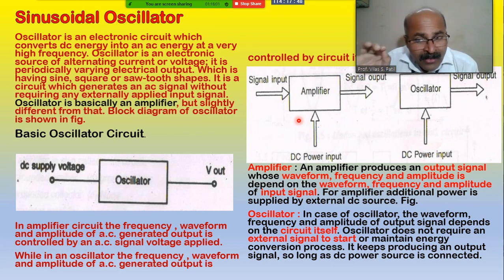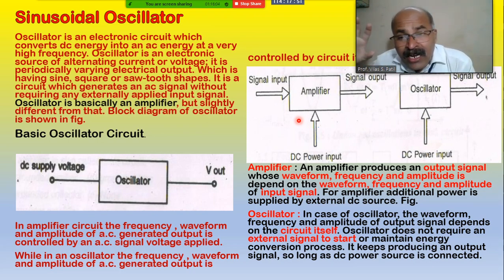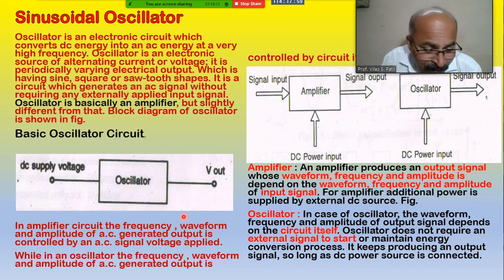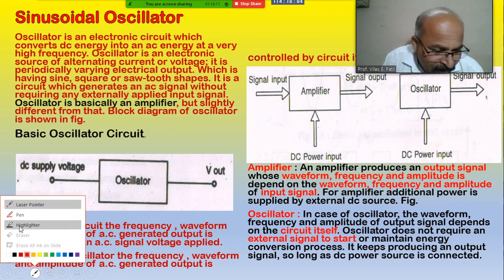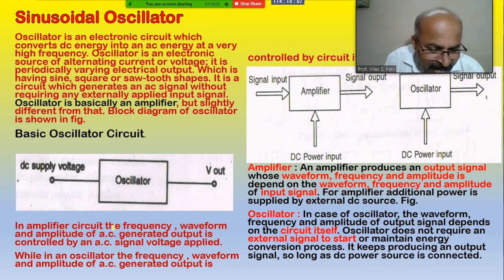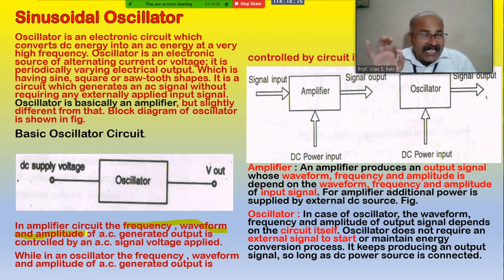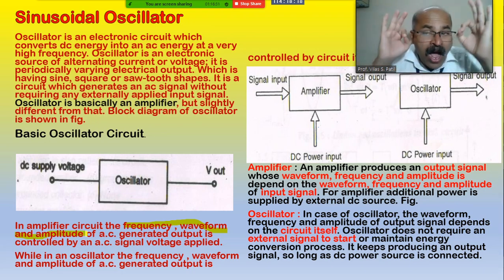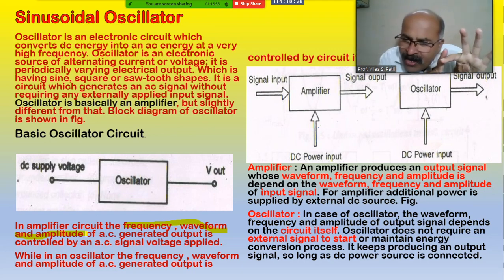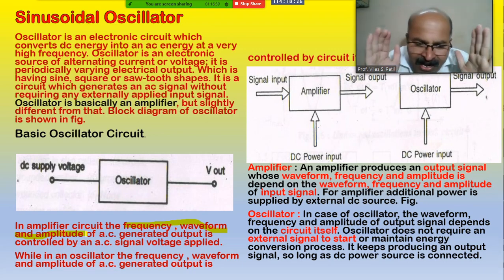But the AC signal which is observed at the output depends on the frequency, waveform and amplitude. These three physical quantities of the wave are very important: frequency of the signal, amplitude of the signal and waveform of the signal are very important.